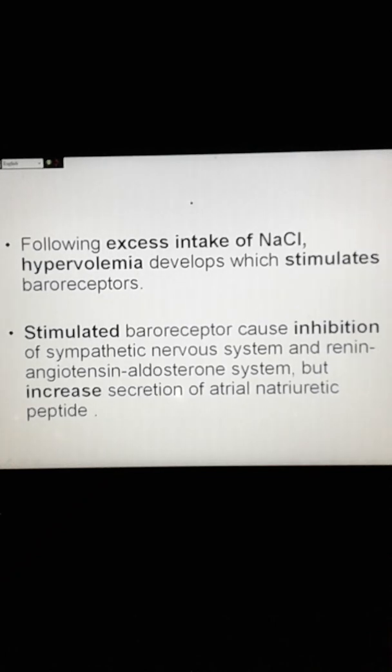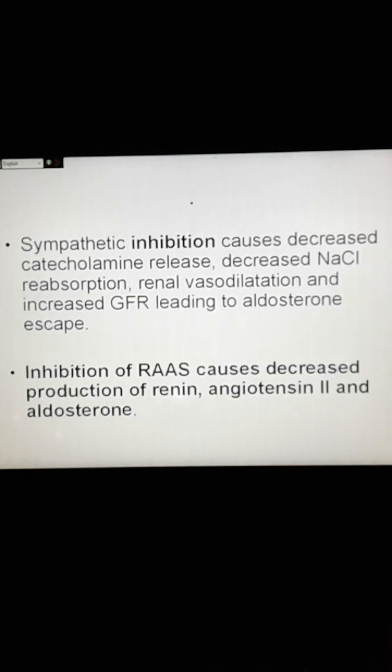Now, how does our body regulate when there is excess intake of sodium chloride? Following excess intake of sodium chloride, hypervolemia develops, which stimulates the baroreceptors. Stimulated baroreceptors cause inhibition of the sympathetic nervous system and renin-angiotensin-aldosterone system, but increase the secretion of atrial natriuretic peptide from the heart. Sympathetic inhibition causes decreased catecholamine release, decreased sodium chloride reabsorption, renal vasodilatation, and increased glomerular filtration rate, leading to aldosterone escape.